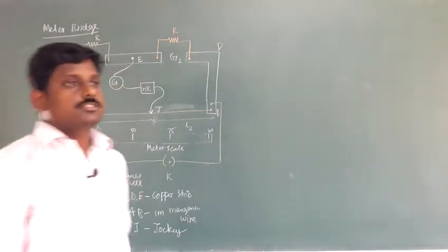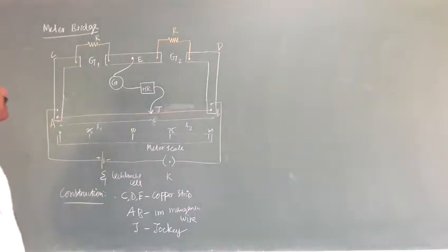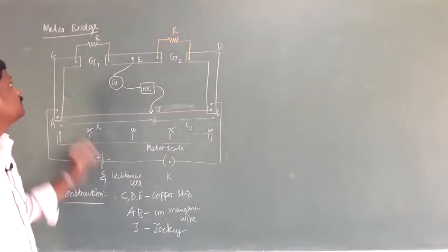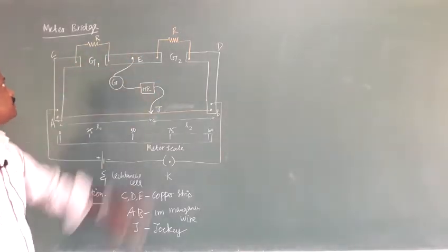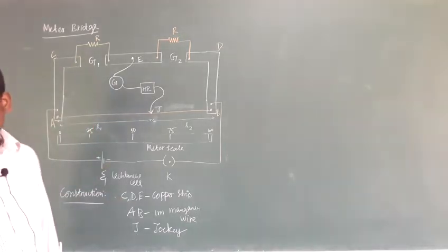Good morning, students. So now we are going to discuss the meter bridge. The meter bridge is another form of Wheatstone bridge. A Wheatstone bridge has four resistances P, Q, R and S. Here it's a meter bridge, with P, Q, R and S.